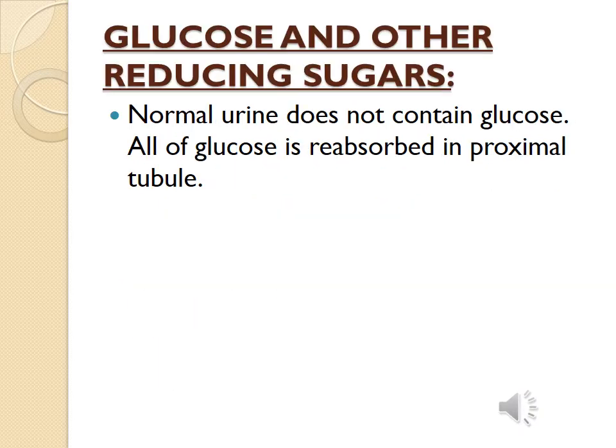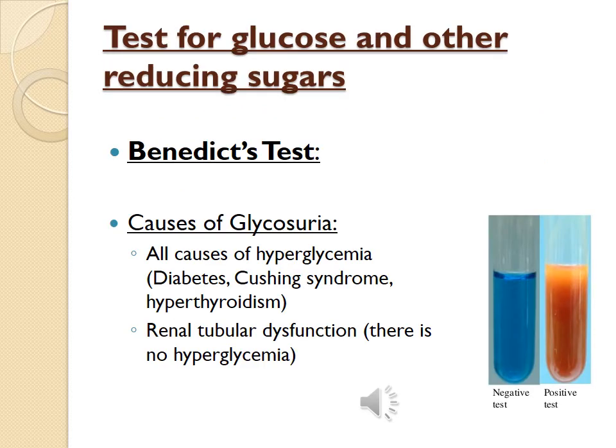The next chemical test is for glucose and reducing sugars. Normal urine does not contain any glucose because all of glucose is reabsorbed in the proximal tubule of nephron. What is the test for glucose or reducing sugar? It is Benedict's test. You do not need to know the procedure, just remember the result. If you see red precipitate like the picture on the right side, it means the urine contains reducing sugar. If you do not see any red precipitate, it means the urine does not contain any reducing sugar.